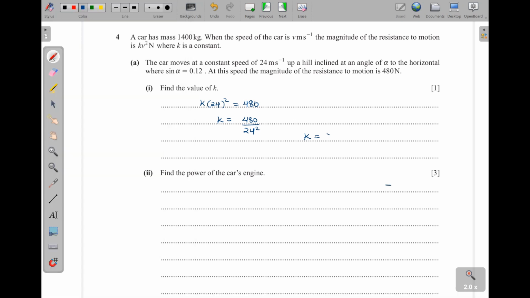So I will write 5 over 6 there. You leave it exact. Don't write your three significant figures. Part 2, find the power of the car's engine.